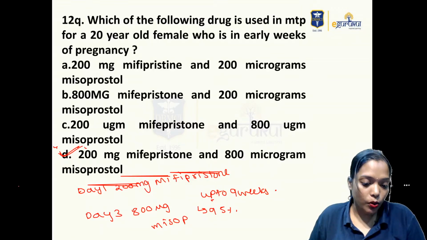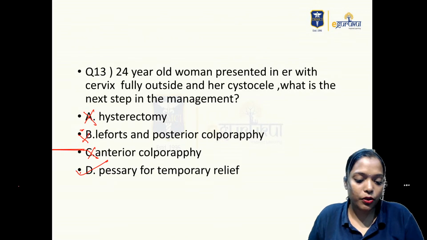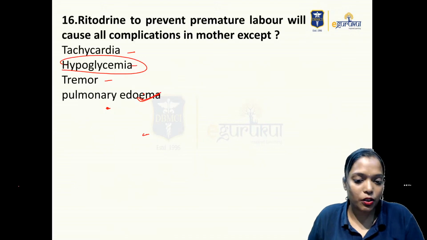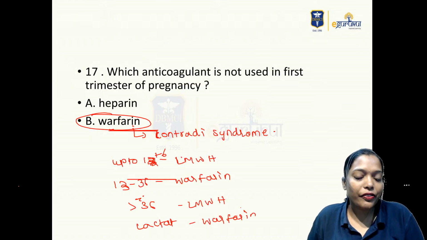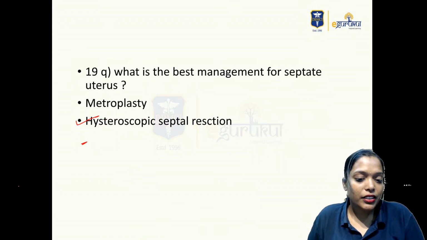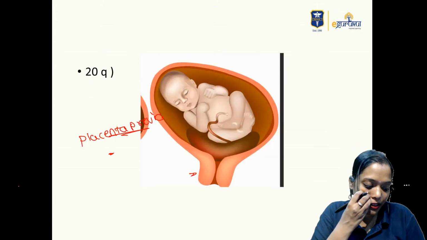A question on the dose of an abortifacient agent was asked. When there is a young woman, you can put a pessary for temporary relief. Klinefelter. Tamoxifen causes endometrial cancer. Ritodrine is very less likely to cause pulmonary edema. Warfarin should be avoided in the first trimester. Leach-Wilkinson's cannula is used for HSG. Septate uterus, best management is hysteroscopic septal resection, and this is placenta previa.